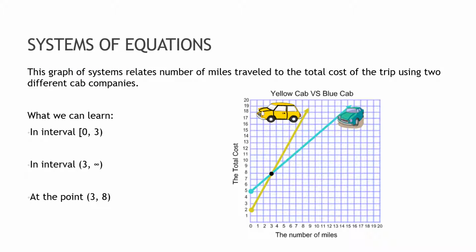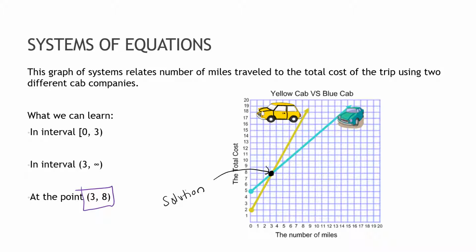So here's a fantastic example that is pretty simple because there's only two equations and obviously they're linear because it's a straight line. And it relates the number of miles traveled to the total cost of the trip using two different cab companies. So typically what we first look at is this point right here, 3, 8. So I can see here on my graph the point 3, 8 is the point at which the two lines cross. This is called the solution.